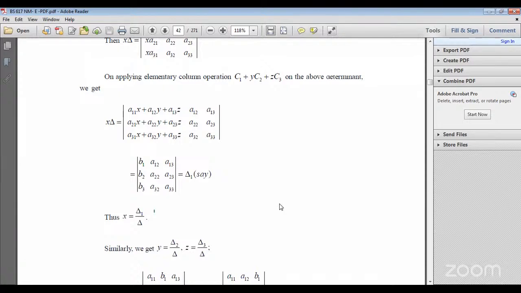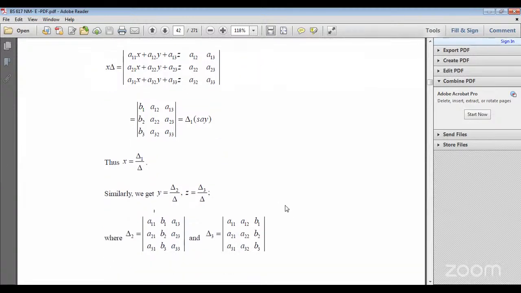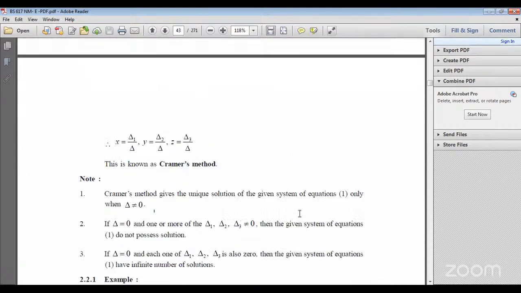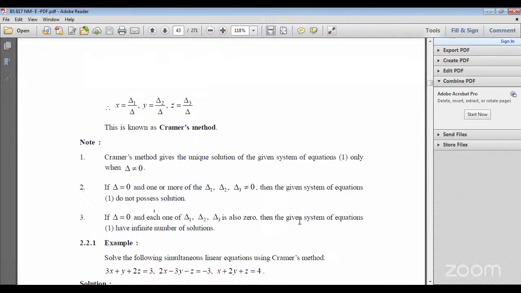In the matrix form, we write b1, b2, b3. First we find x, so we take the constant values b1, b2, b3 in the first column. This is delta 1. For delta 2, the second column is replaced by the constants: a11, a21, a31, b1, b2, b3, a13, a23, a33. For delta 3, the columns are a11, a21, a31, a12, a22, a32, b1, b2, b3. So x is delta 1 by delta, y is delta 2 by delta, z is delta 3 by delta. This is known as Cramer's method.